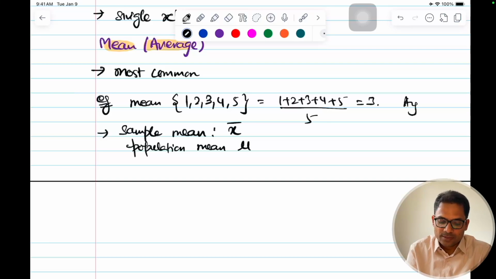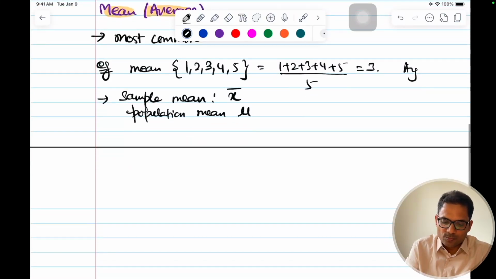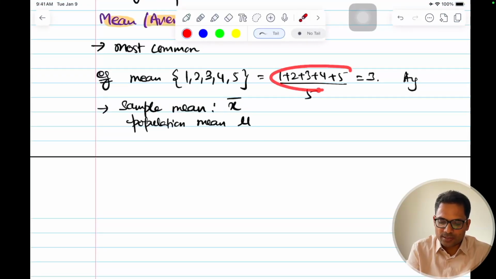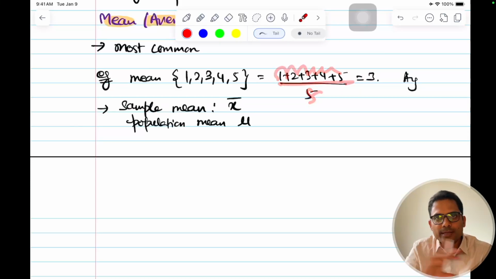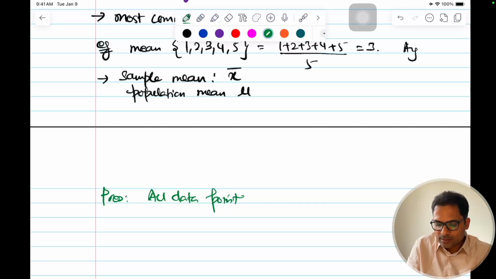So what are the good things about it? What are the pros? I'll make a comparative analysis. The pro is that we are taking all the data points. All the data points are taken into consideration because we are summing up all of them and then taking the average. So all data points are included and considered.